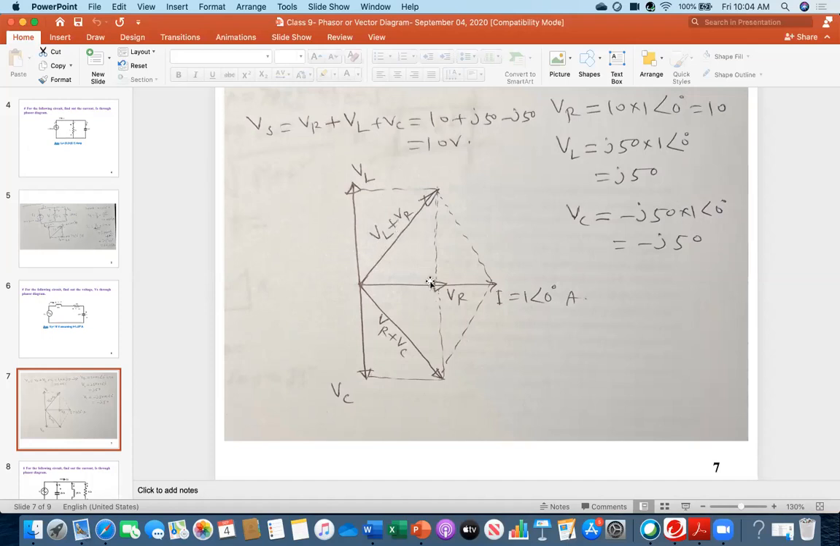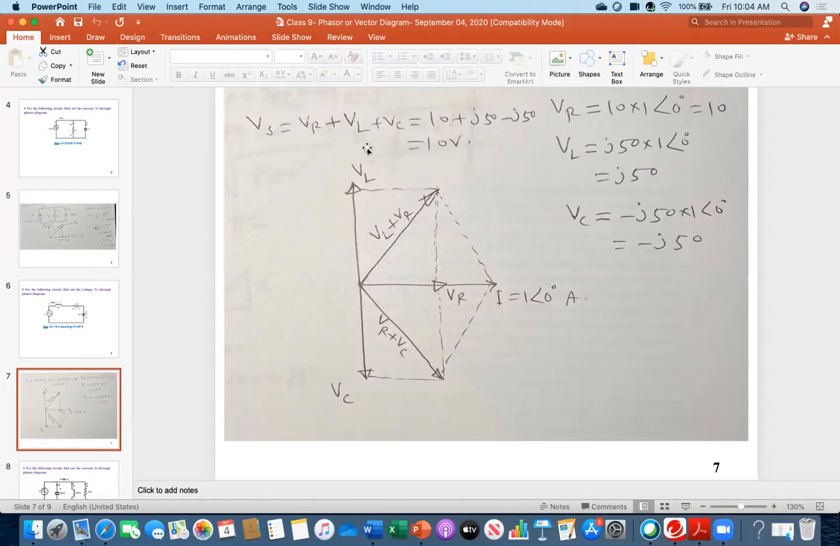Now you see I have two vectors. One is this line, VL plus VR. The other vector is VR plus VC. Now make their resultant. So ultimately this dotted line is parallel to this one, and this dotted line is parallel to this one. So ultimately this is my resultant line. Therefore, the resultant lies on the same line, and that makes sense.